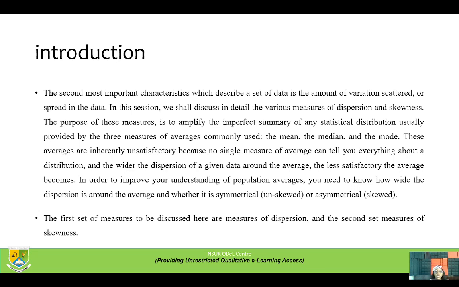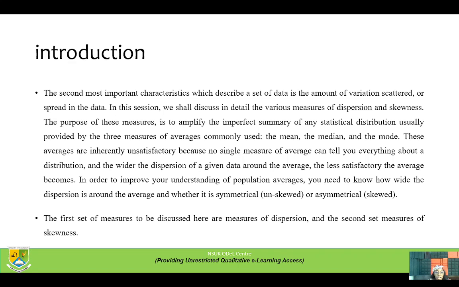The second most important characteristic which describes a set of data is the amount of variation, scatter, or spread in the data. In this session, we shall discuss in detail the various measures of dispersion and skewness. The purpose of these measures is to amplify the imperfect summary of any statistical distribution, usually provided by the three measures of averages commonly used, which are the mean, the median, and the mode.